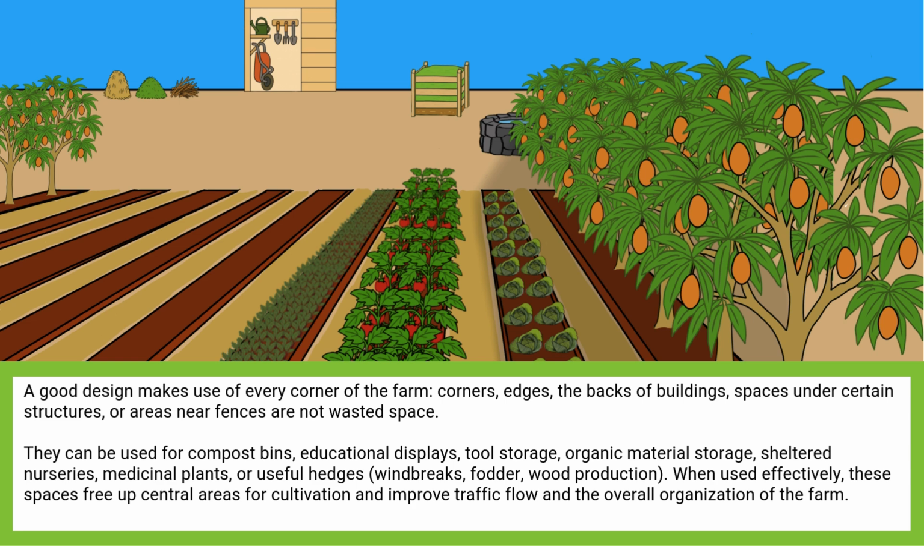A good design makes use of every corner of the farm. Corners, edges, the backs of buildings, spaces under certain structures, or areas near fences are not wasted space. They can be used for compost bins, educational displays, tool storage, organic material storage, sheltered nurseries, medicinal plants, or useful hedges, windbreaks, fodder, wood production. When used effectively, these spaces free up central areas for cultivation and improve traffic flow and the overall organization of the farm.